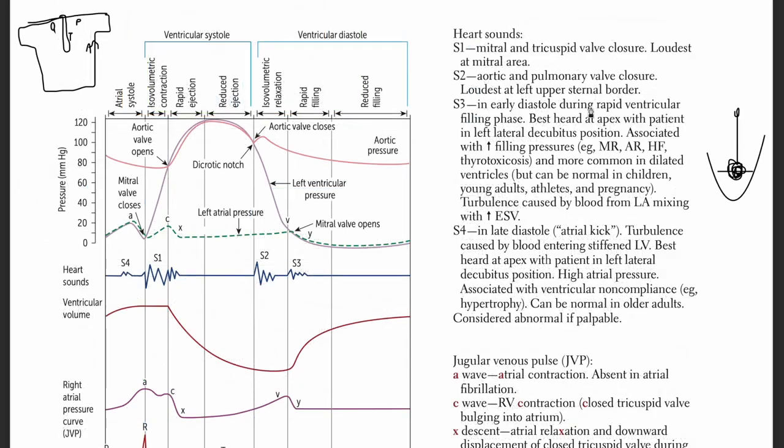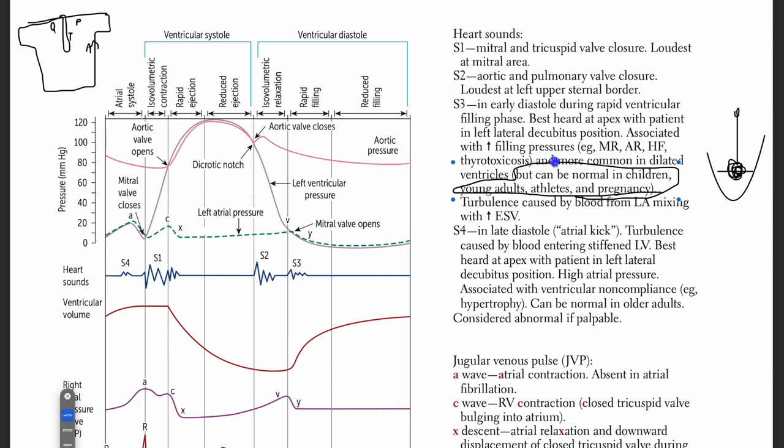S3 in early diastole, during rapid ventricular filling, best heard at apex with the person lying on his side, associated with increase in filling pressure. For example, mitral regurgitation, aortic regurgitation, heart failure, hyperthyroidism, and more common in dilated ventricles, but can be normal in children, young adults, athletes, and pregnancy. Okay, so when I told you that you can hear 3 sounds in children and athletes, that's what I meant.